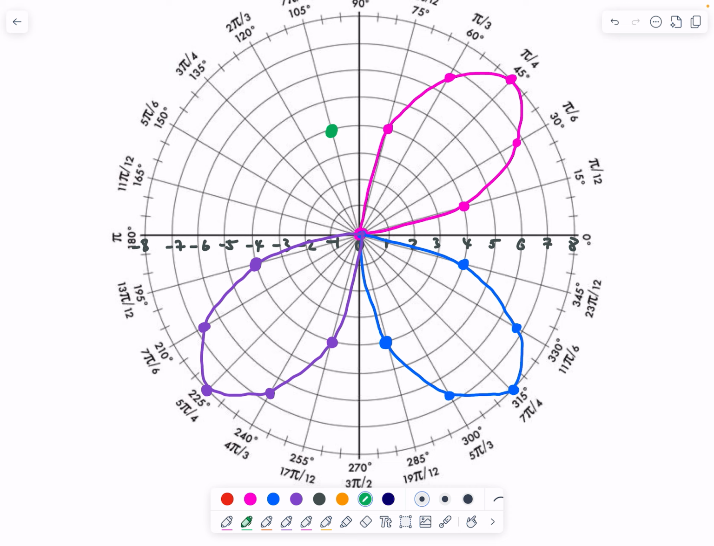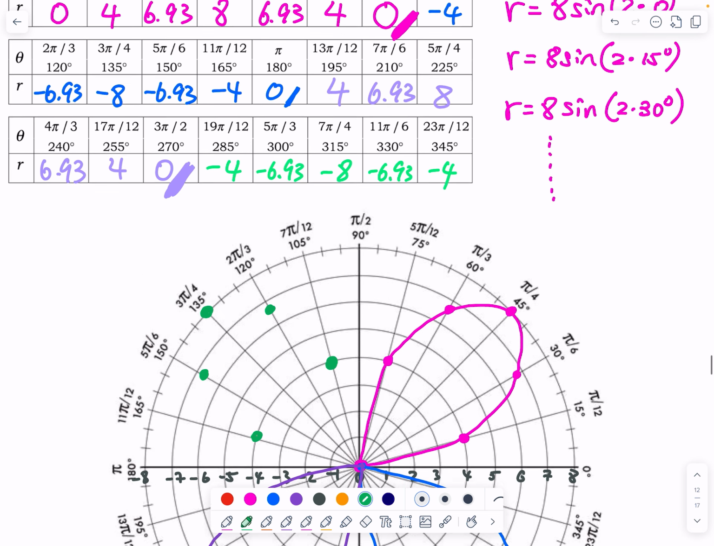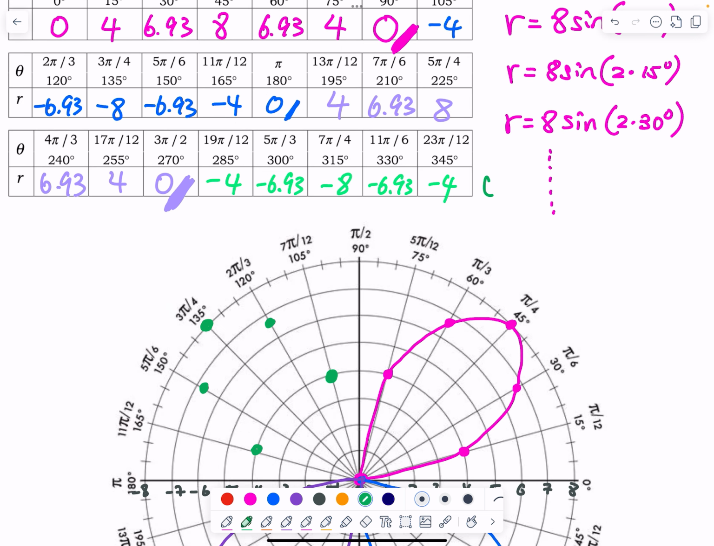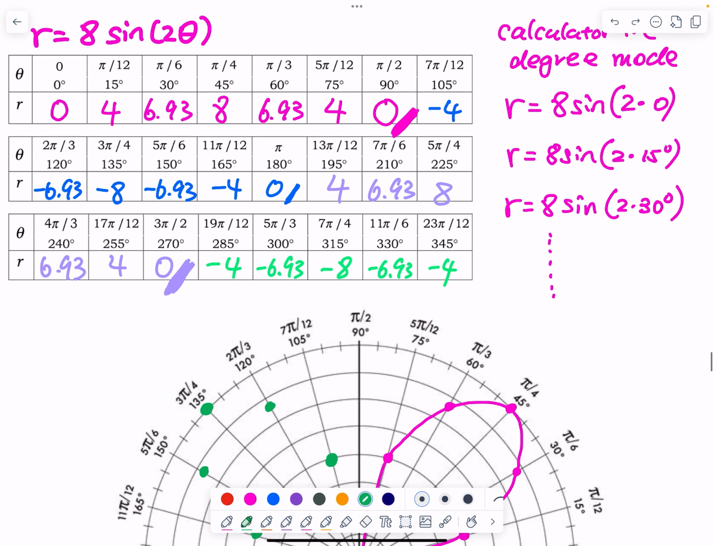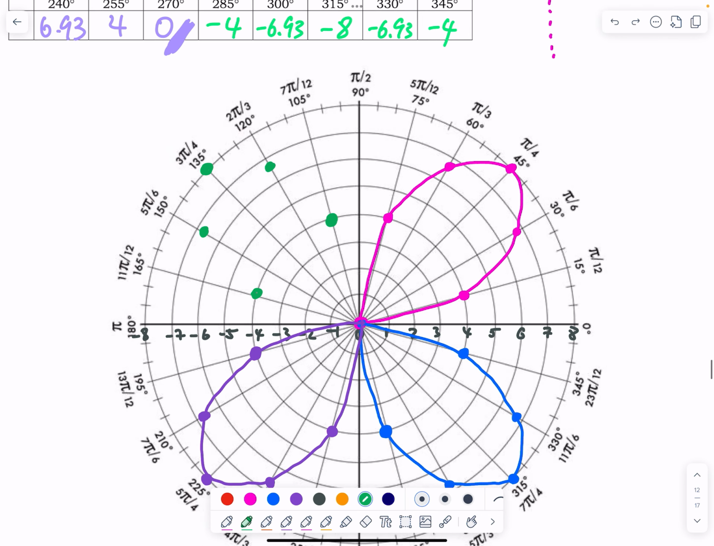And then 6.9, and then an 8, 6.9, back to a 4, and then back to a 0. I don't have a 0 because this one will be a 0. We just return to the 2 pi. The 2 pi is the same thing as 0 degrees. Okay, then we go this way. There we go. That is the graph.